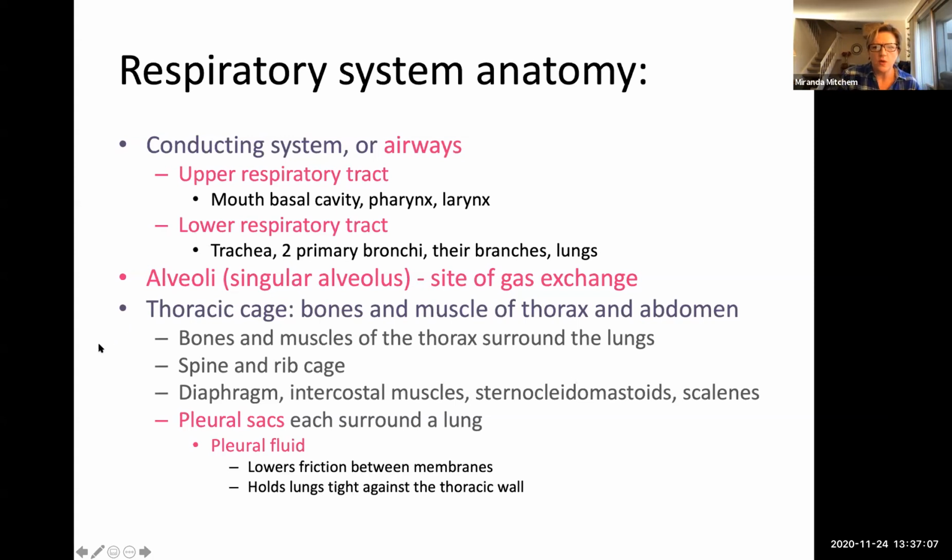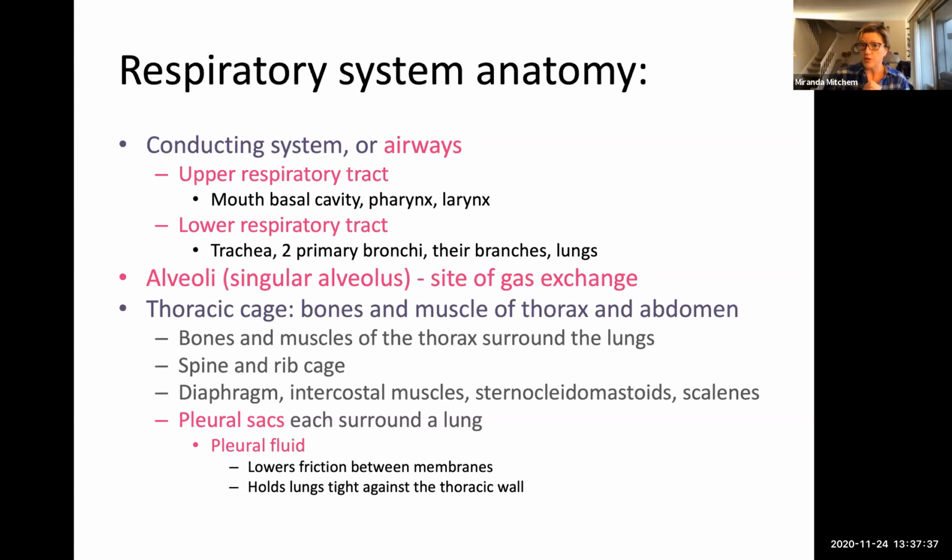So this would include the bones and muscles of the thorax that are all around the lung. It includes the rib cage, the spine, and the diaphragm muscle, which sits below our airways. And then we've got a number of other groups of muscles that are tied to the respiratory system: the intercostal muscles, the scalenes, the sternocleidomastoids. And then finally, we get the pleural sacs also.